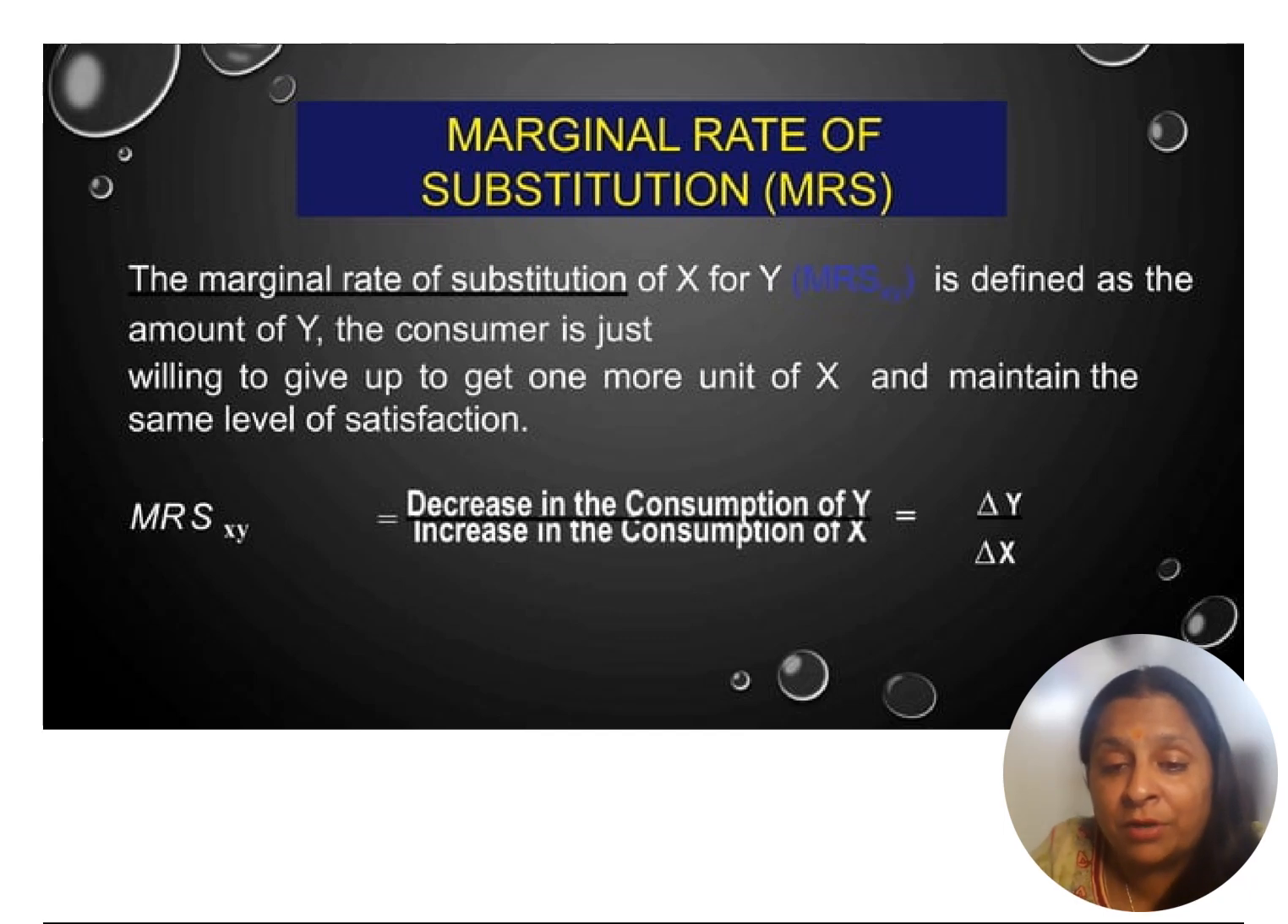So now the question is, what is the marginal rate of substitution? Marginal rate of substitution means being willing to give up, just like if I am willing to give up oranges to get more units of apples, this is called the marginal rate of substitution. X means first you take the X product for Y. Y means you sacrifice it to get more of product X. So we can say it decreases the consumption.